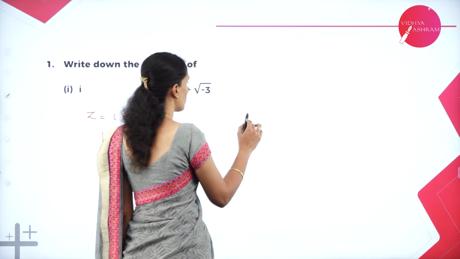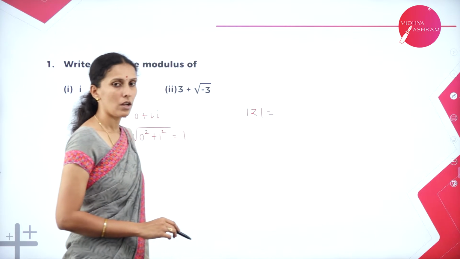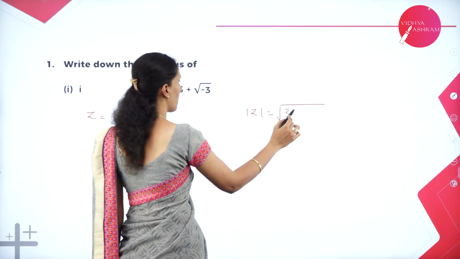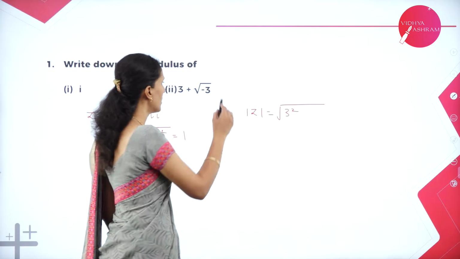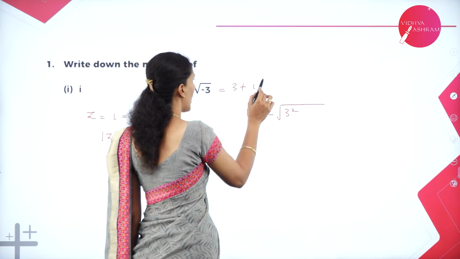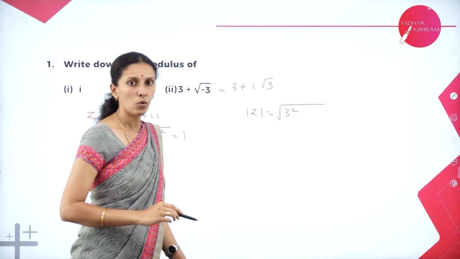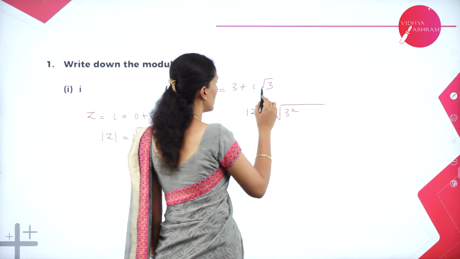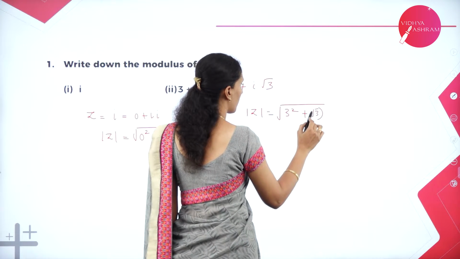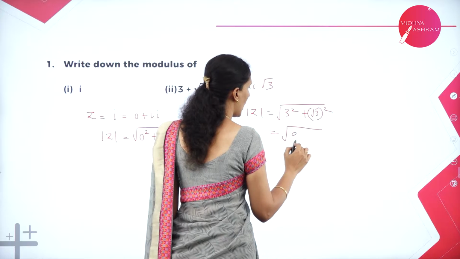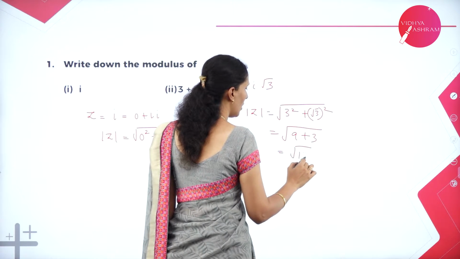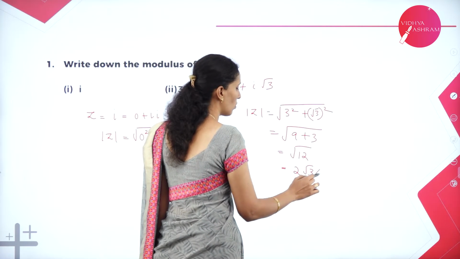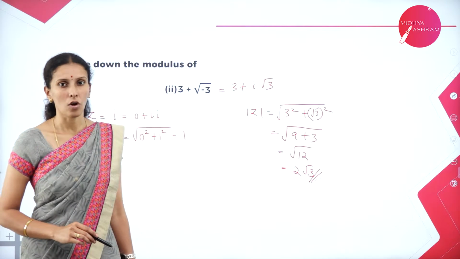Let us look at the second one. Mod Z is the square root of A square plus B square. So it is the square root of 3 square plus here you have root of minus 3. So this can be written as 3 plus i root 3, because i is nothing but root of minus 1. Root of minus 1 into root 3 becomes root of minus 3 only. So therefore it is root 3 square. Now it is 9 plus 3, which is root 12. Root 12 can be written as 4 3s are 12, which can be written as 2 root 3. So 2 root 3 is the modulus of the given complex number.